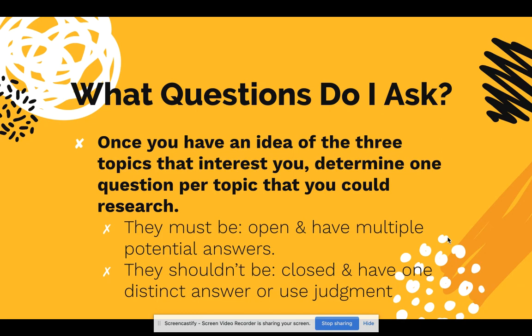We'll talk about this in class more, but you cannot do a well-researched argument when you have only one or two points of view on the whole thing. It just doesn't provide you much to analyze or research and think about, and it also just isn't true. There really aren't any issues for argument that don't have multiple viewpoints. They shouldn't be closed questions, so answered with one or two words. And they also can't have one distinct answer or use judgment.